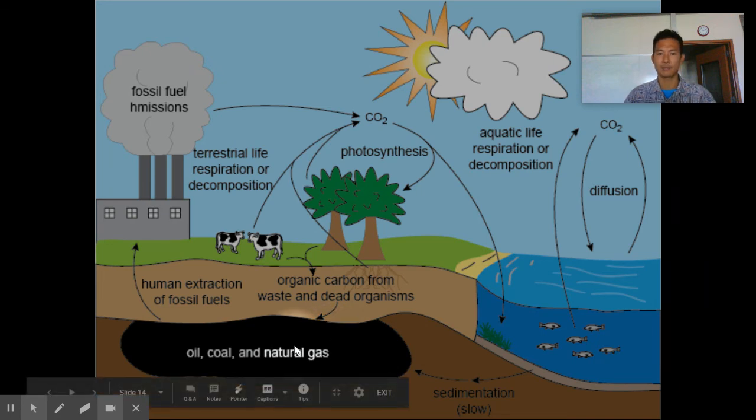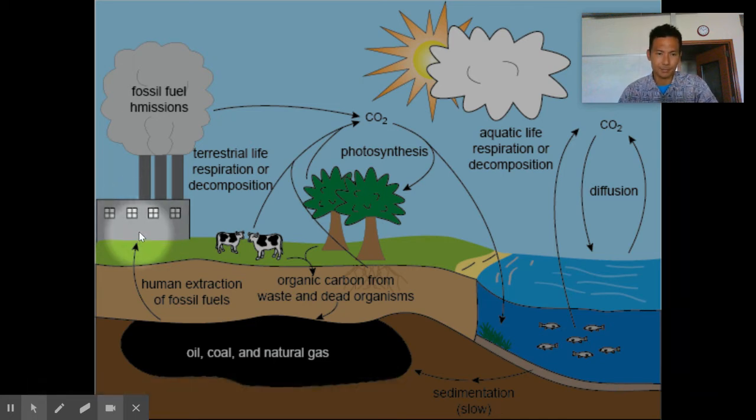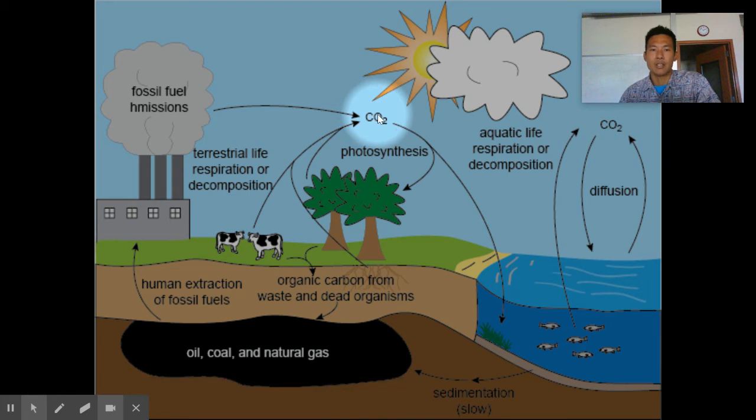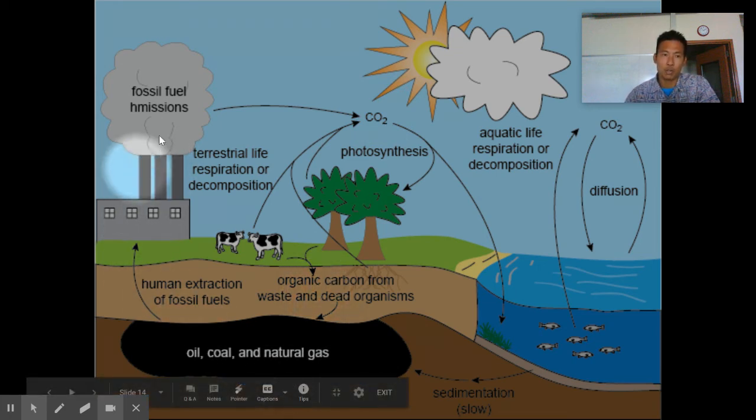Now, what have we been doing? We have been digging this stuff up, and then we have been burning this stuff in factories, in cars. We dig this stuff up, we burn it, and we turn it back into carbon dioxide gas. Think about it this way: how long have we been burning fossil fuels? At the most, I would say about 200 years. So we have been doing this for 200 years, and we've been speeding up the process.